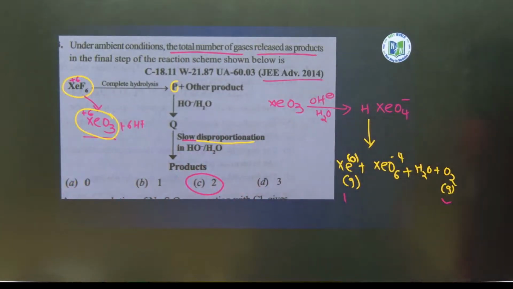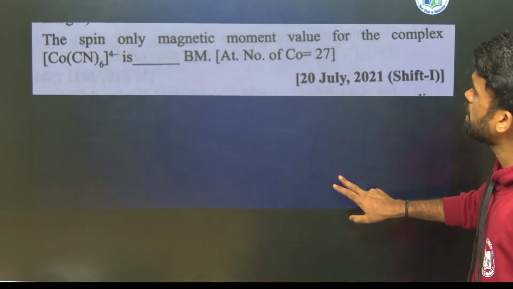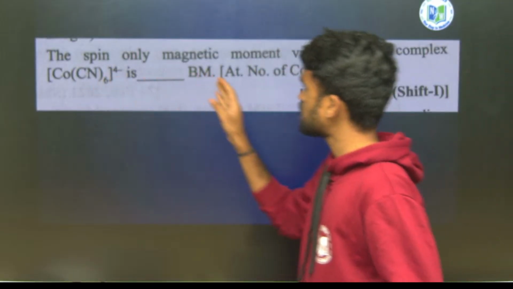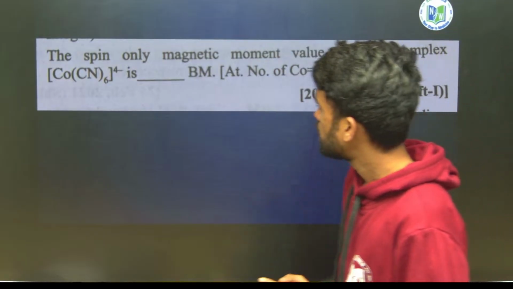So let us move forward. Just solve this question. The spin only magnetic moment value for the complex, this is the given complex, and they are asking what is its spin only magnetic moment. So how can we do this? Very simple.